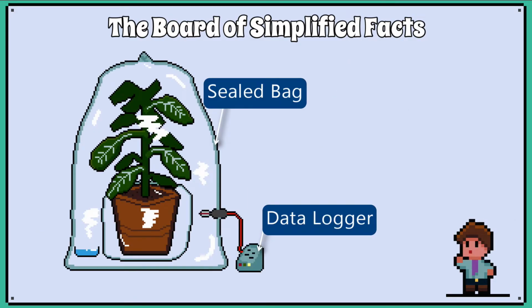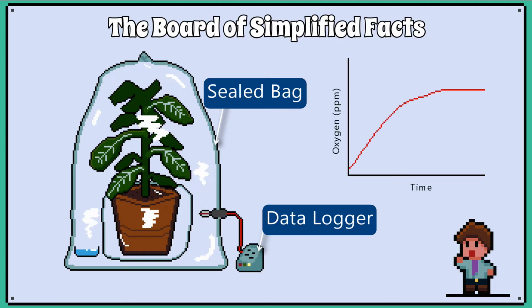Finally, a more direct way to measure photosynthetic activity could be to use data loggers that can measure oxygen and carbon dioxide levels. You could seal a plant in a bag and measure the change in oxygen over time, and you should see a rise if the plant is photosynthesizing because oxygen is a byproduct of photosynthesis. So basically, the faster the oxygen is being made, the faster the plant is photosynthesizing.